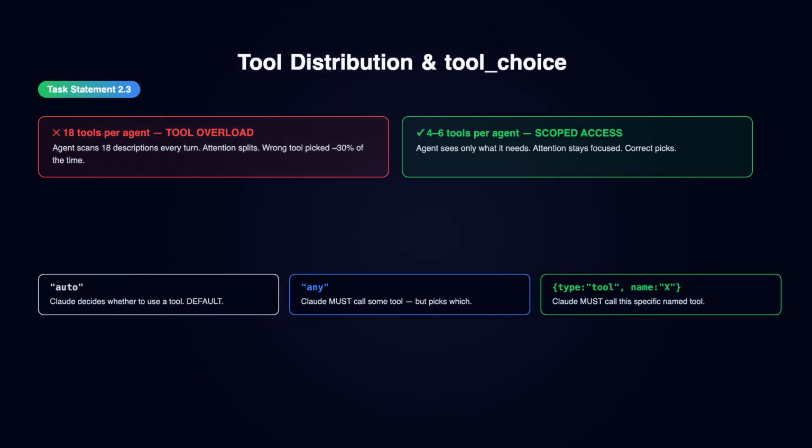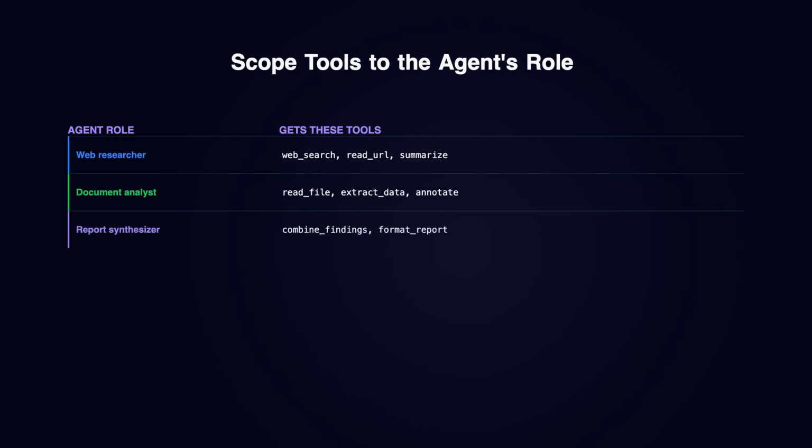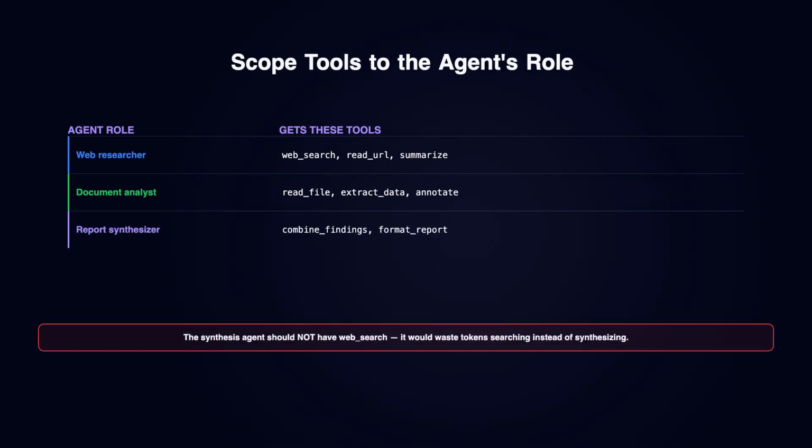For tool choice, there are 3 modes: Auto, the default, where Claude decides whether to call a tool at all; Any, where Claude must call some tool; and Forced, where Claude must call one specific named tool. The exam will ask, how do you guarantee classify document runs first? The answer is forced tool selection, not auto, not any.